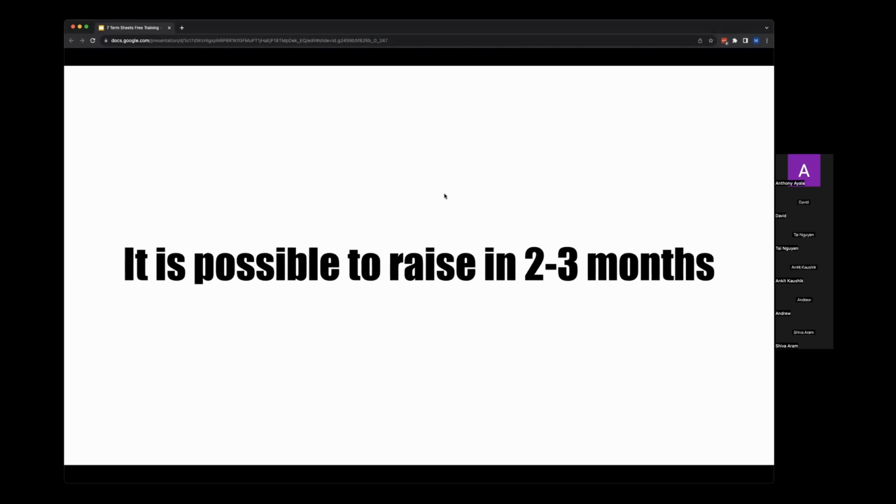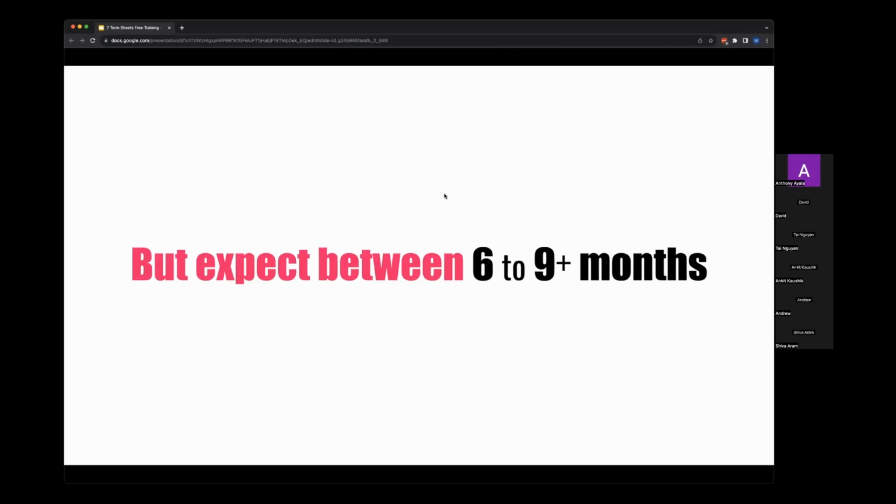Now, let's talk about timelines. It's possible to raise in 2 to 3 months, but expect 6 to 9 months or longer, especially in today's economic climate. We'll talk about each of these rounds in a second. One thing to note is the funnel doesn't change, but the timelines can. You're still running the same funnel. If you want to do it in a shorter period of time, you've got to compress it all into that window, which takes more of your time. It's more of a burden on you to run this process in a shorter time window.